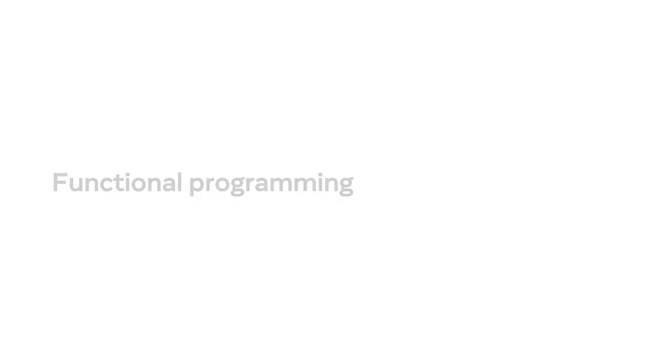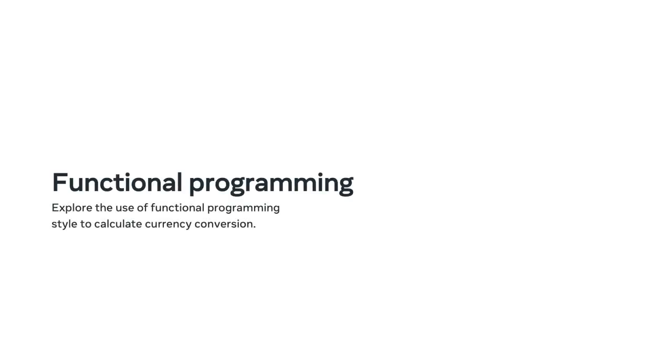An alternative paradigm is the object-oriented programming paradigm, where you combine both data and functions into objects. You'll learn more about object-oriented programming later. Now let's examine a practical implementation of the functional programming style using a coding example to calculate currency conversion.